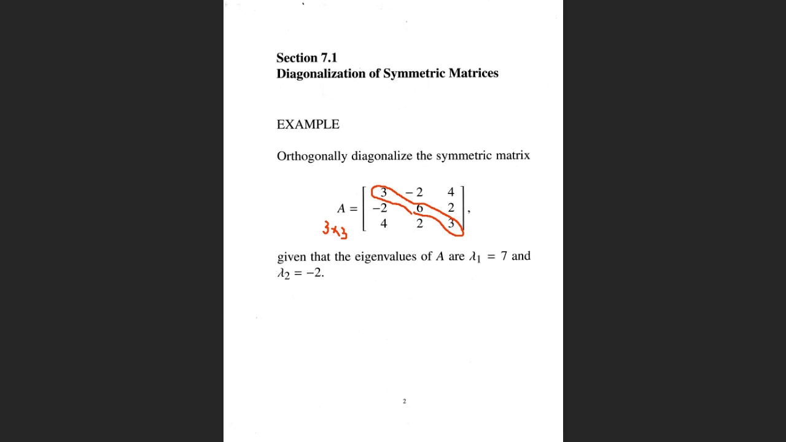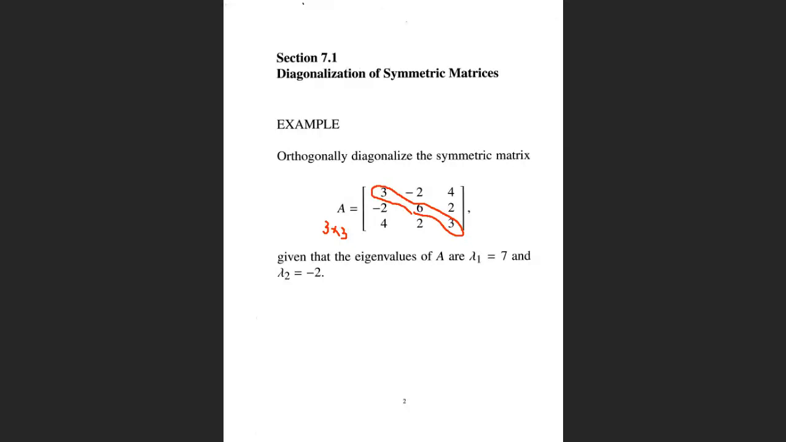Okay, consisting of 3, 6, and 3. And if we look at the bottom triangle and the top triangle, they're mirror images of each other. So this is a symmetric matrix. Okay, it's a symmetric matrix.